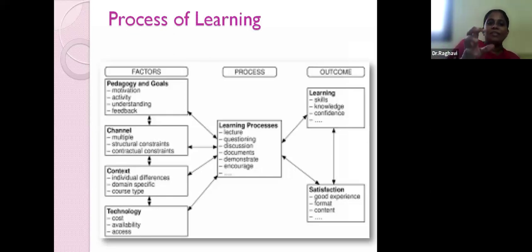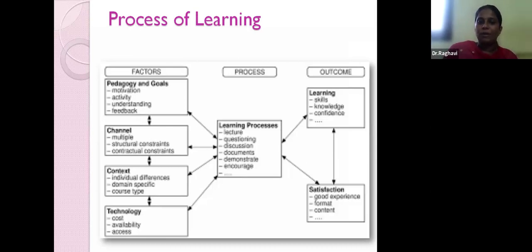And every process will have an input, a processing, and an outcome. Correct? Any process will have the same mixture: input, process, output. So the elements involved here are the goals, in what channel you are giving this learning process, in which context, and what technology. Based on this, the learning process will happen, and the outcome will be based on skill or knowledge or attitude or behavior, whatever. And that is where you play a role, whether it is a satisfied learning experience that you have provided or not. So this is a basic model, a basic process for you to understand how learning happens.